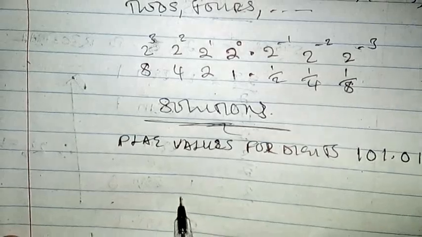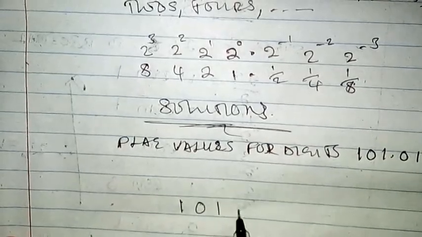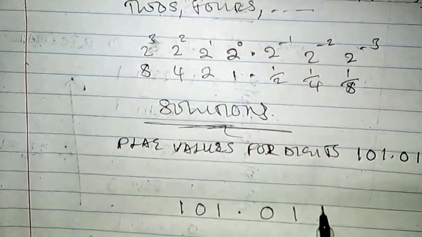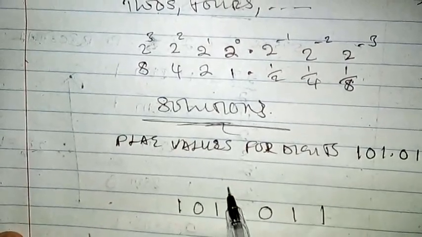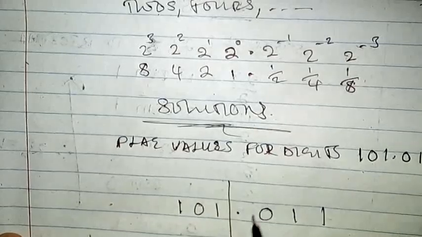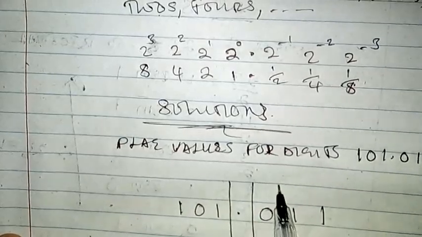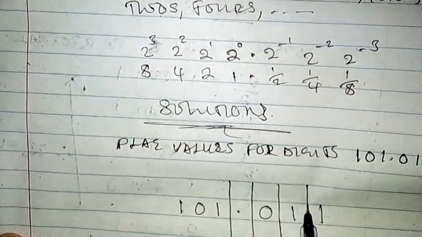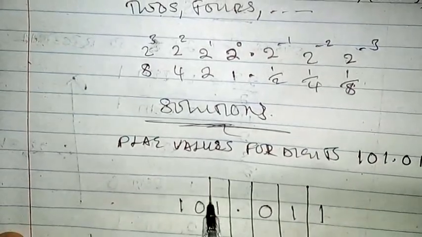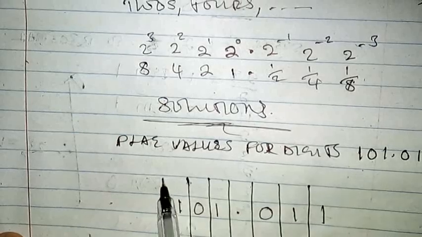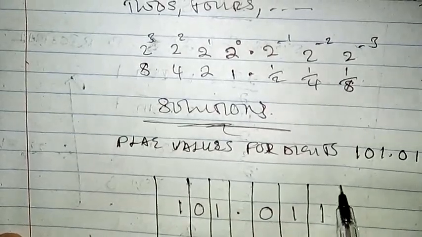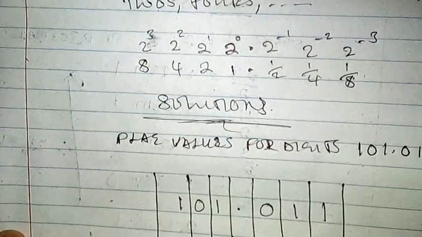Let me just write here 101.011. So if we were to draw lines here, I want you to pay attention. Forgive me if I write lines that are looking out of this world. I'm doing the best that I can. Okay, so imagine if we add vertical lines, just to guide us.